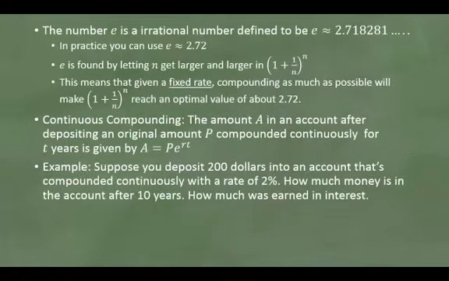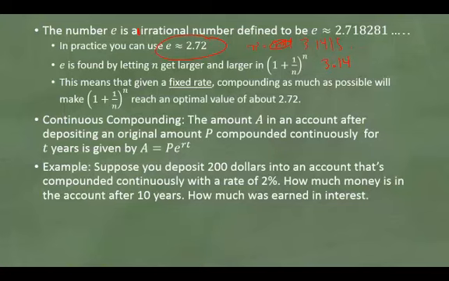The number e is an irrational number, and it's defined to be approximately 2.718281, and it keeps going forever and ever, just like pi. But for the most part, we use 2.72. We round it to 2.72, just like for pi. Right? Pi is 3.1415, etc. But for the most part, we use 3.14. Okay.